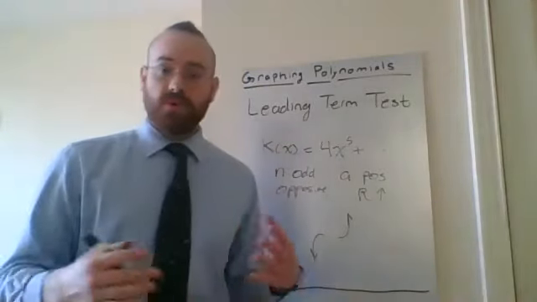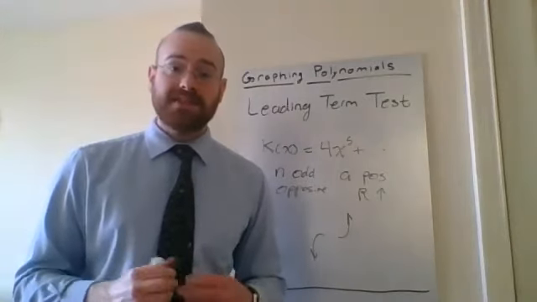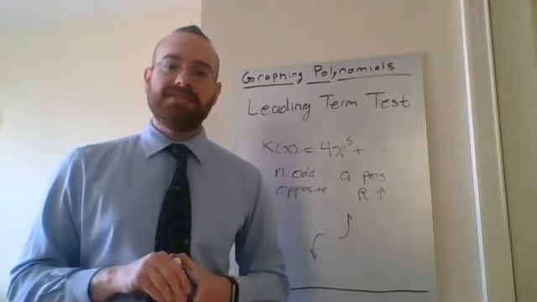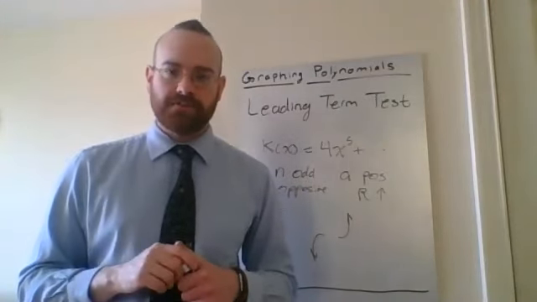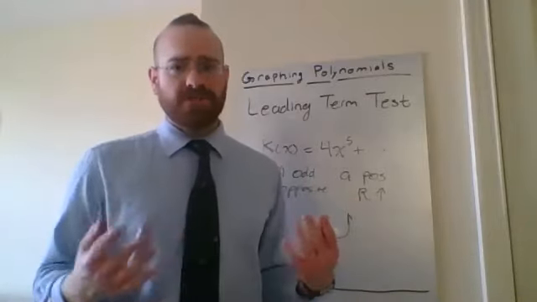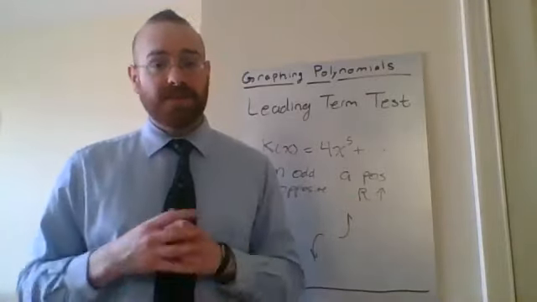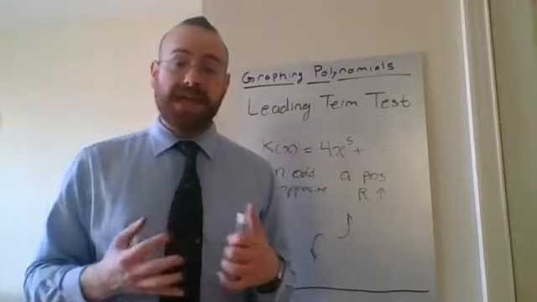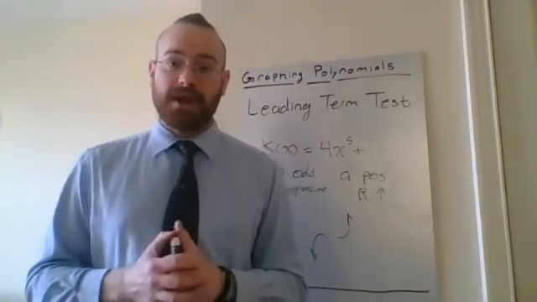So these are examples of how we can apply this leading term test to give us the end behavior of polynomial functions. Once we have this and two other things, one of which is the y-intercept, which I'm pretty confident you already know how to find, we'll be able to completely graph any polynomial function.